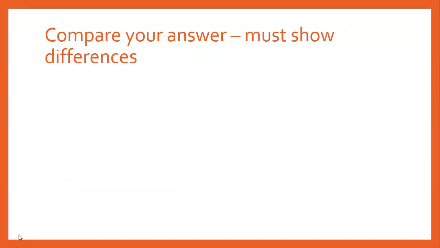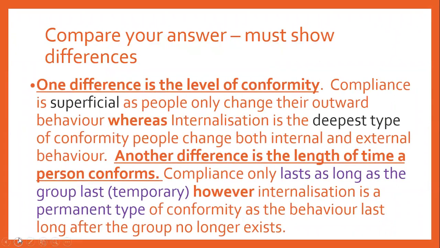So let's compare your answer. So we're looking for 2 differences. I'm going to read this through with you, and then you're going to compare it with your answers. One difference is the level of conformity. So that gives us 1 mark. Identify. Let's explain it. Compliance is superficial as people only change their outward behavior, whereas, remember, we've got to show the difference, internalization is the deepest type of conformity. People change both internal and external behavior. So we've identified and we've explained the difference. So we've got 2 marks.